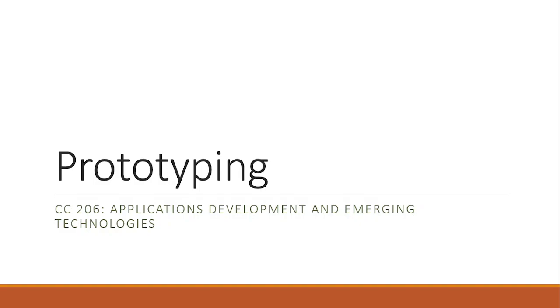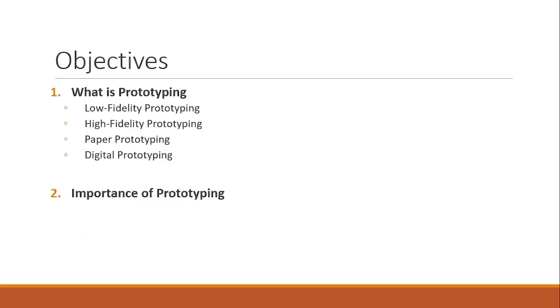So let's proceed to the main objectives of this lecture. Here, I'll be defining what prototyping is and what a prototype is. Here we have different types of prototyping, from high to low fidelity prototyping, and then other types of prototyping like paper and digital. The last topic we'll discuss is the importance of prototyping, the importance when it comes to application development.